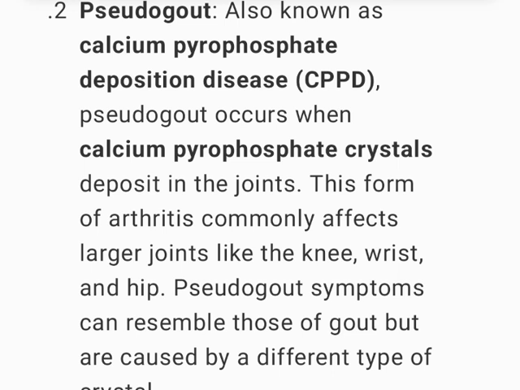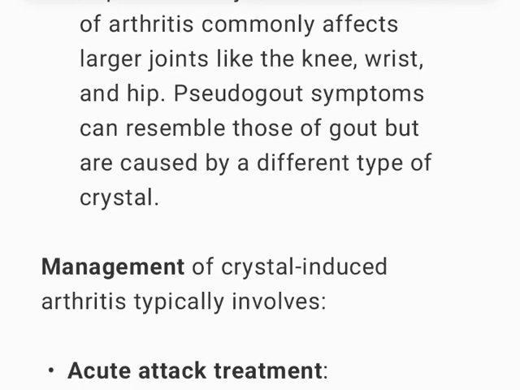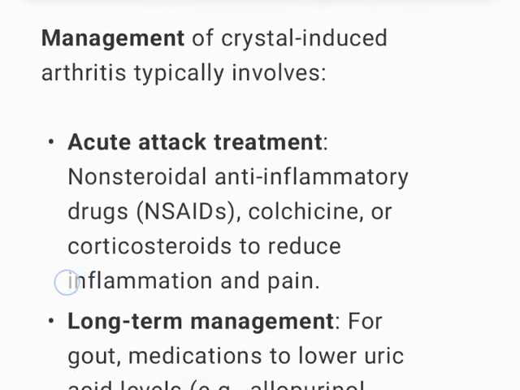2. Pseudogout, also known as calcium pyrophosphate deposition disease, CPPD. Pseudogout occurs when calcium pyrophosphate crystals deposit in the joints. This form of arthritis commonly affects larger joints like the knee, wrist, and hip. Pseudogout symptoms can resemble those of gout, but are caused by a different type of crystal.